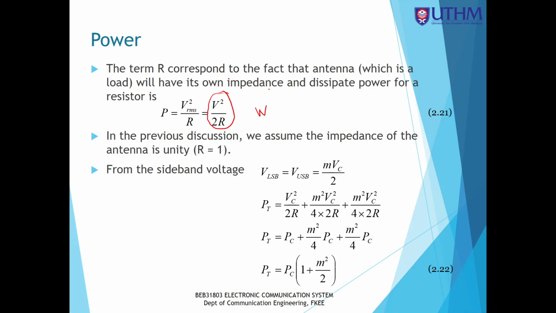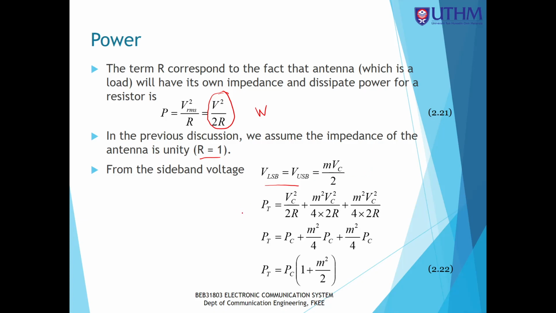In the previous discussion, we assumed that the impedance of the antenna is unity. So it doesn't matter, if R equals 1, you can just replace it with 1. It depends on the value of R. From the sideband voltage, we know that VLSB is equal to VUSB, both equal to MVC over 2.